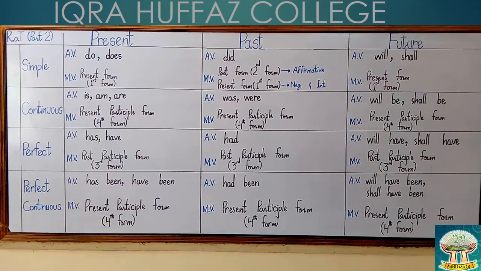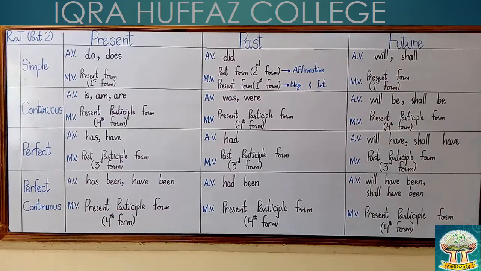In all the continuous tenses, be that only continuous or perfect continuous, you can look at the board, we use present participle form of main verb, which is fourth form of main verb. In all 3 continuous, present continuous, past continuous and future continuous, in all 3 perfect continuous, present perfect continuous, past perfect continuous and future perfect continuous, we use present participle form of main verb. And in all the perfect tenses, present perfect, past perfect and future perfect, we use third form of verb, which is past participle form of main verb.